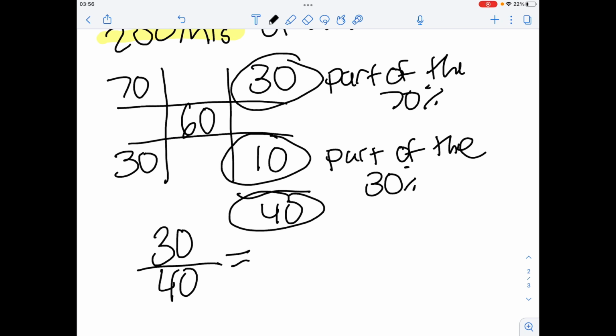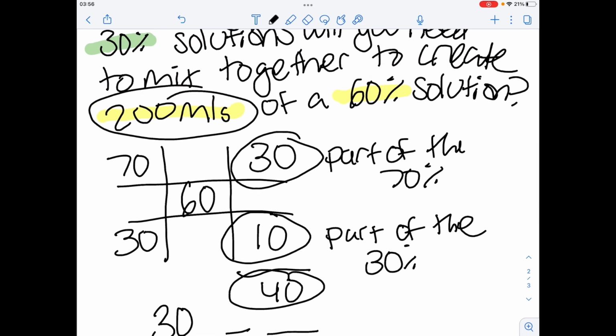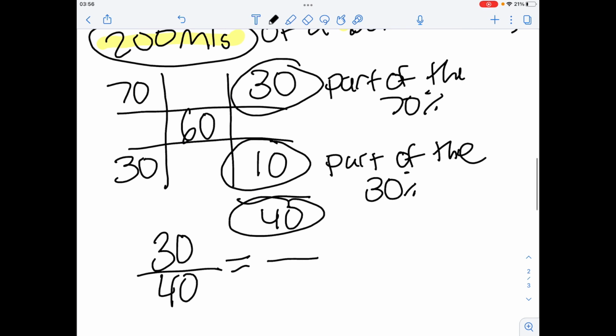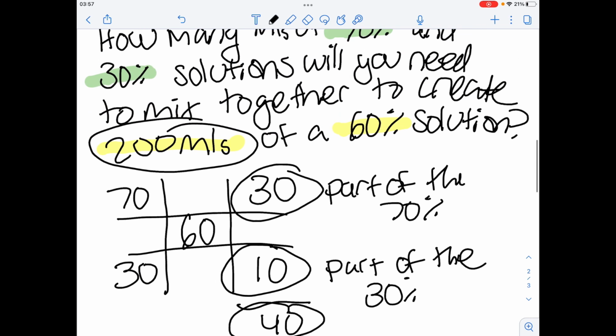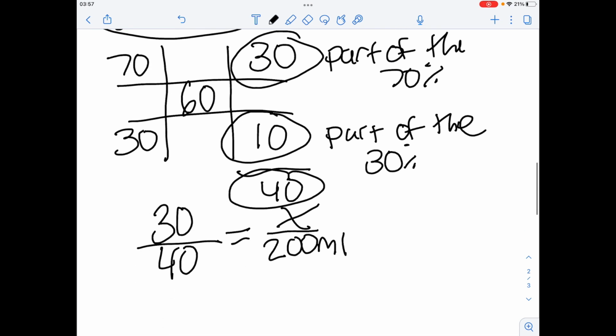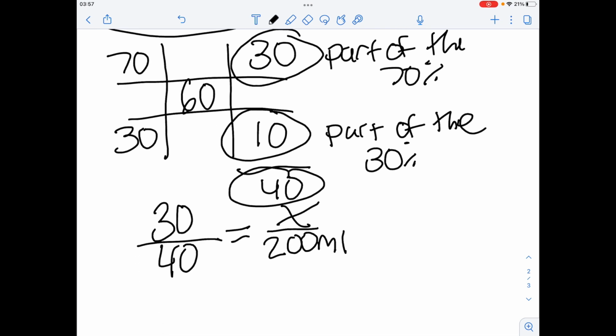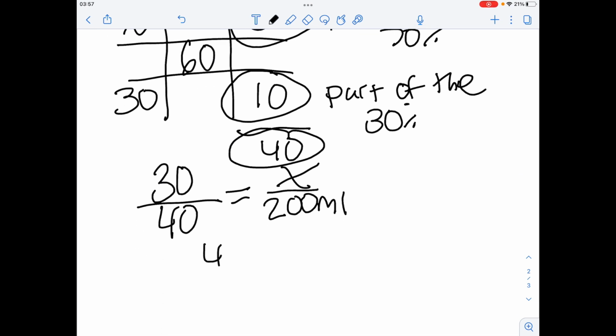We're going to set that equal to the total volume we're trying to find. So the total volume we're trying to find is 200 milliliters. So we're going to set that equal to 200 milliliters. So that's our total over X, because we're trying to find that part of the whole. Now let's cross multiply.